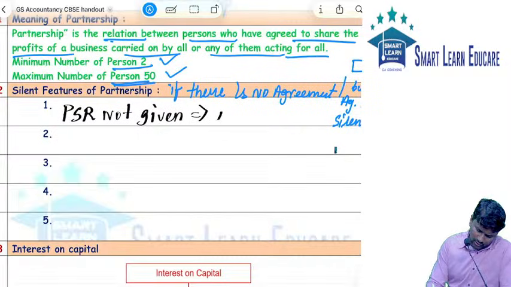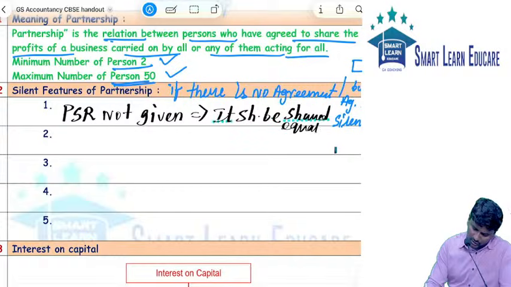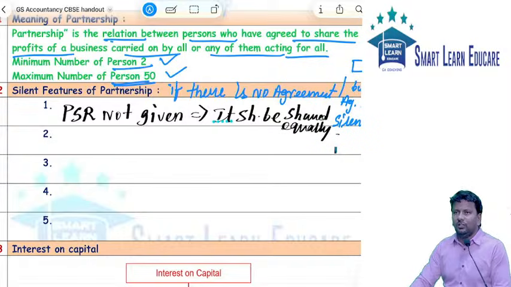Then it should be shared. It should be shared equally. It should be shared what? Equally. If the profit sharing ratio is not given, it should be shared equally.